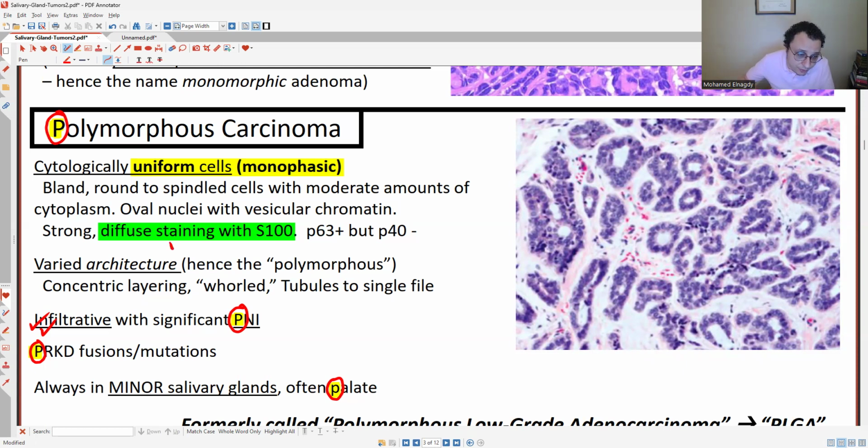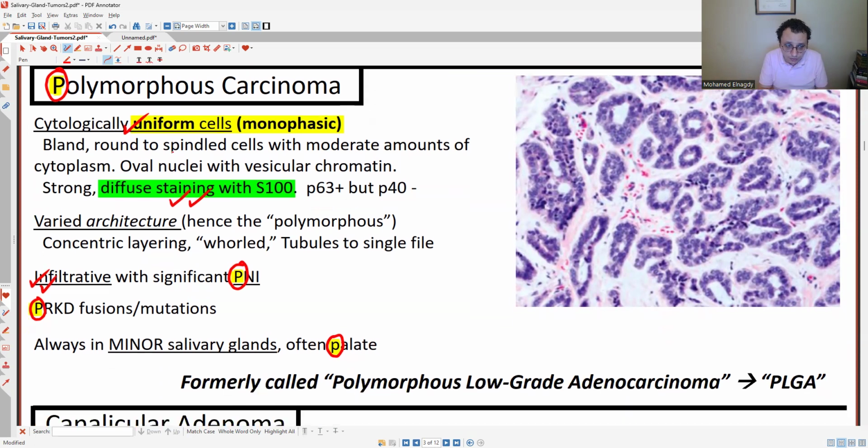You need to remember that this is the second tumor which showed diffuse strong staining with S100. And it's also monomorphic. It's formed of some blue cells, basaloid cells, blue cells forming regular tubules. That's why I always say it's a very simple tumor, forms some basaloid cells, blue cells, making some lumens and making some tubules. That's it. That's polymorphous carcinoma. So it's uniform cells or monomorphic cells showing diffuse staining of S100.